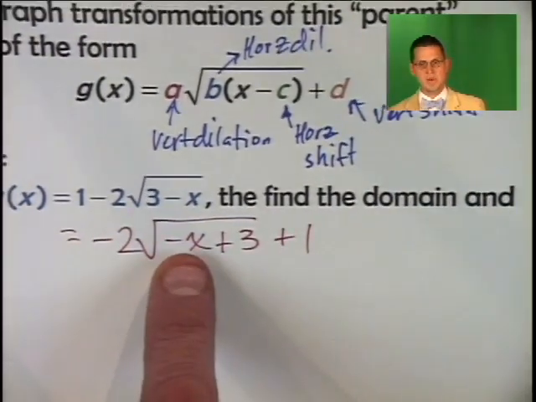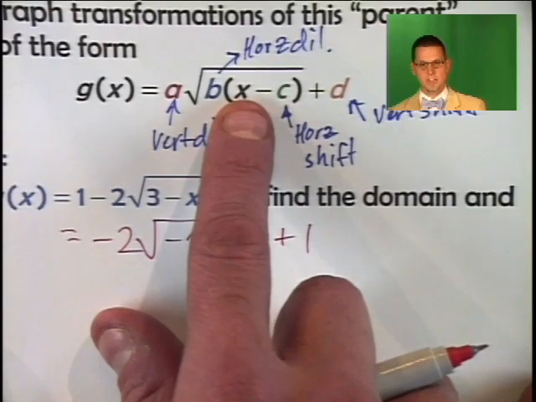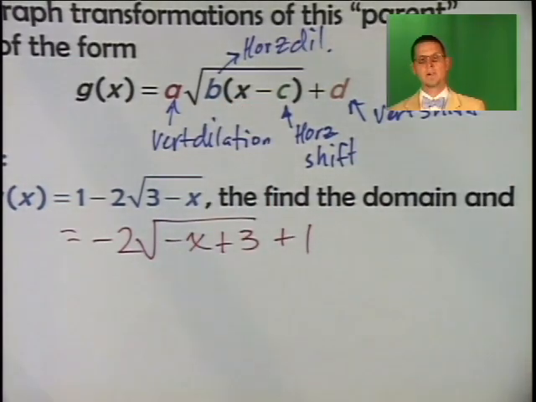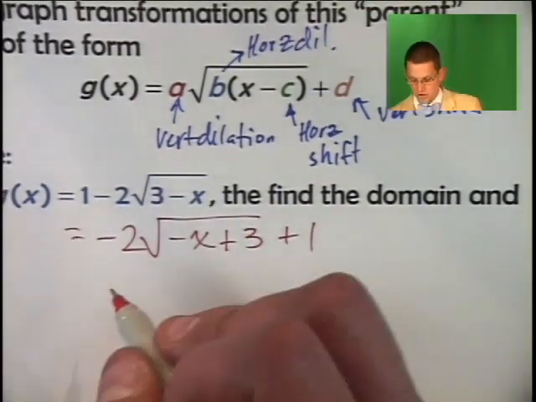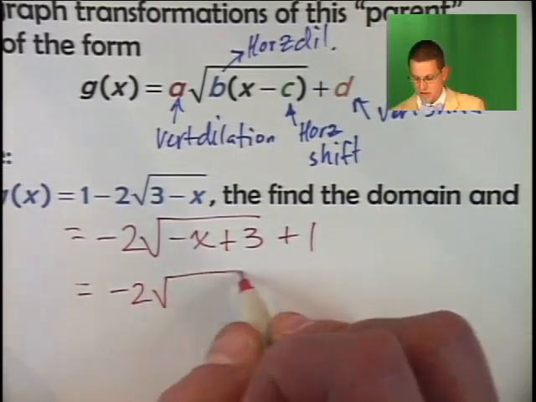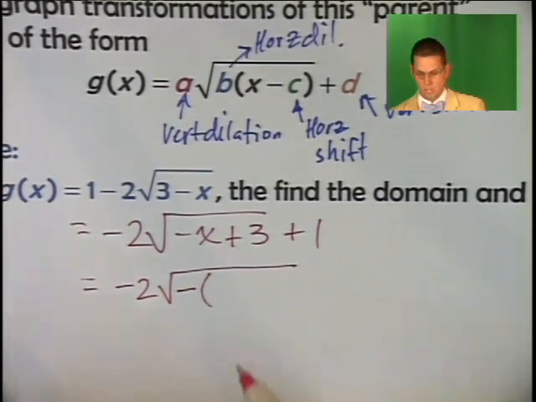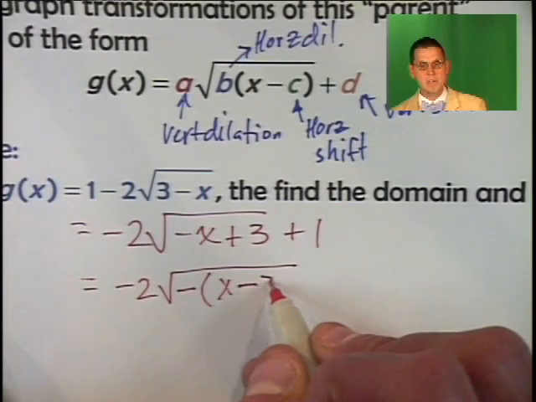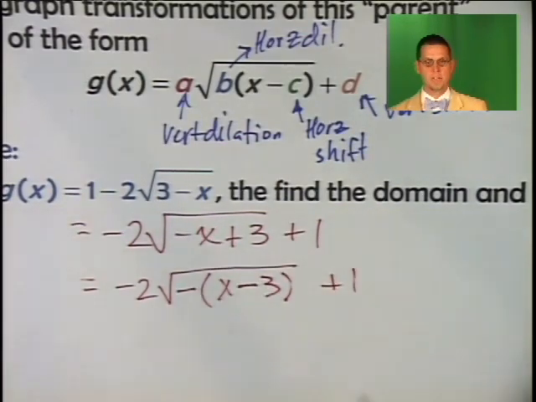Well, now notice I have a negative x. I want it to be a positive x. So at this point, you want to factor out any coefficient in front of the x. In this case, under the radical, it'll be a negative 1. So that would be an x minus 3, and then plus 1 out there.